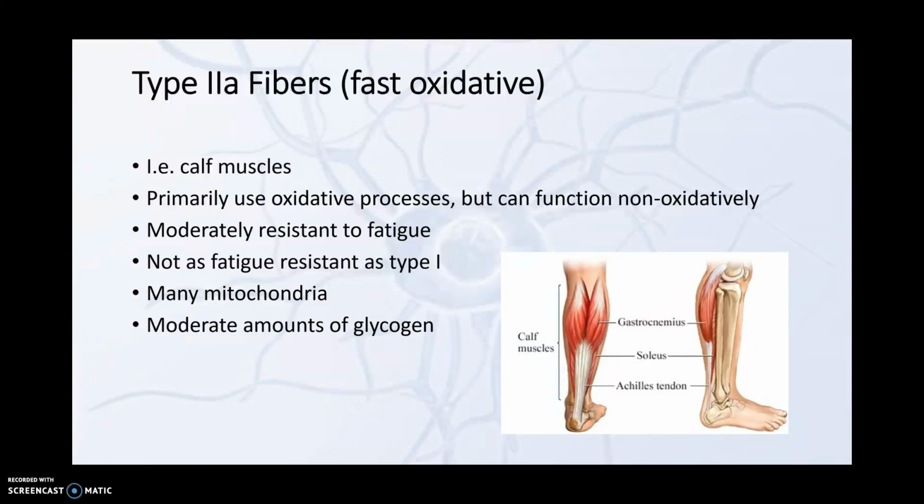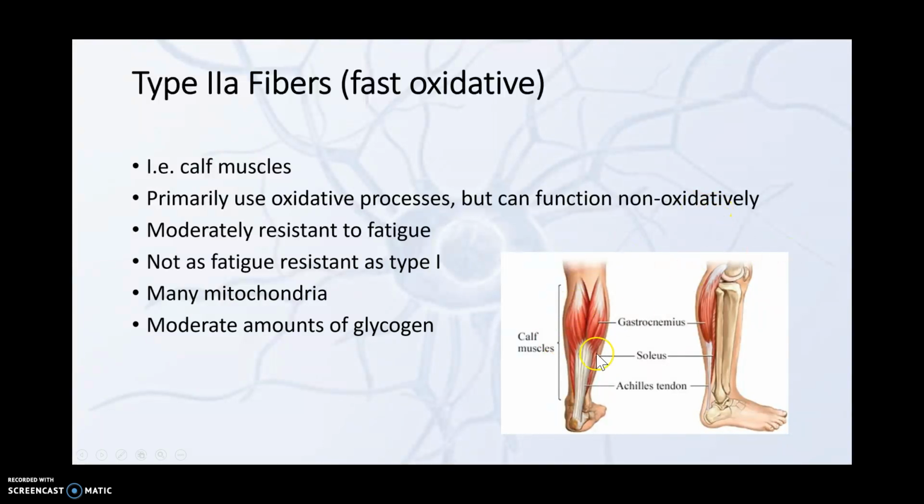They are moderately resistant to fatigue, so they aren't as resistant to fatigue as type 1, and they do not fatigue as quickly as type 2b fibers. They have a good amount of mitochondria as well to support oxidative metabolism, and they have moderate amounts of glycogen stored in case we need to call upon those muscle cells to help out with anaerobic metabolism.